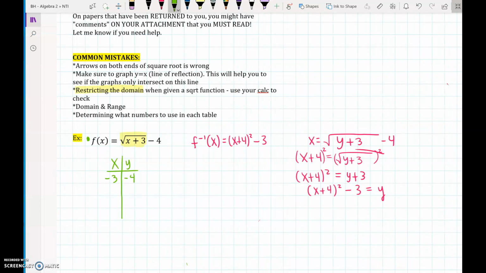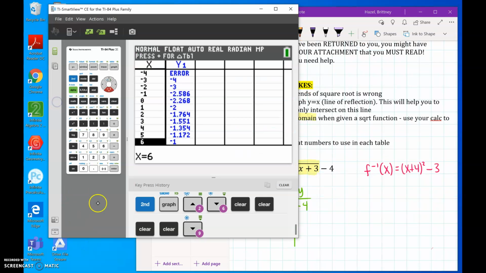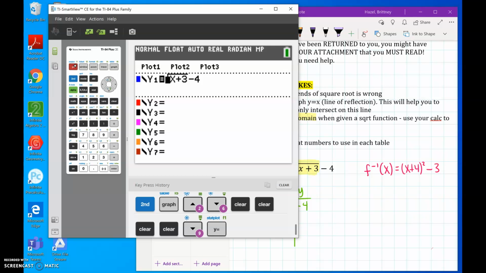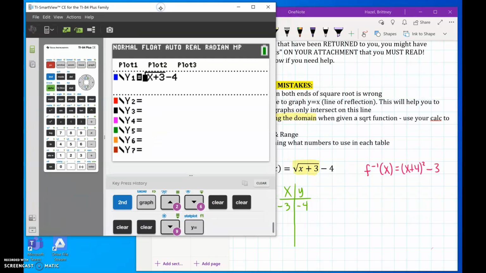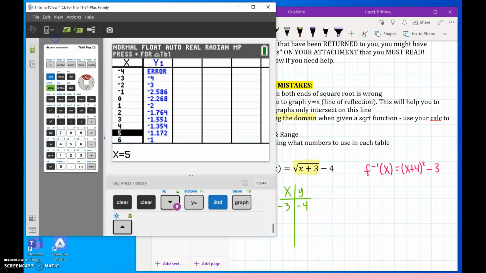Now, let me show you a way to check that in your calculator. Go ahead and go to your y equals button. Okay, I already have this typed in for us. We just need to make sure we have it typed in correctly. It's good to go. So let's go ahead and go to the table, and then you can see that you've got -3, -4 right here, and it is in the table, so you did plug that in correctly.